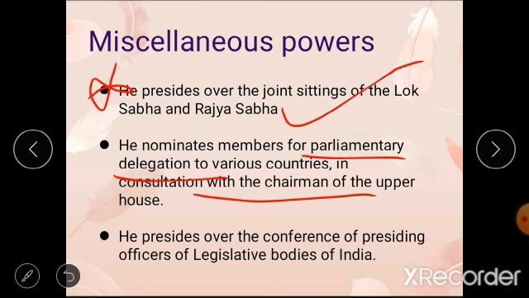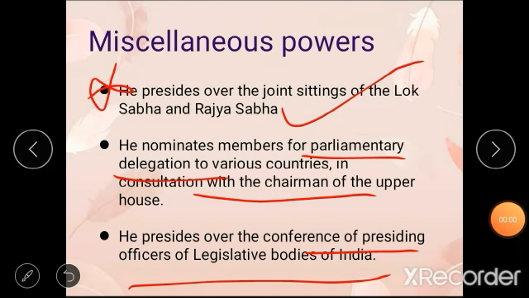He presides over the conference of presiding officers of the legislative bodies. So all the legislative bodies of the states, the presiding officers of the legislative bodies, when they come for the conferences, it is presided over by the speaker. So these are the powers and functions of the speaker.